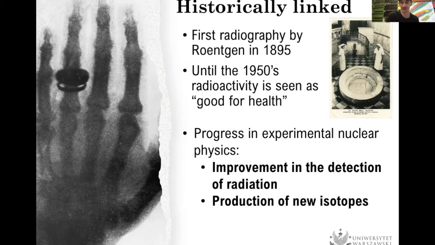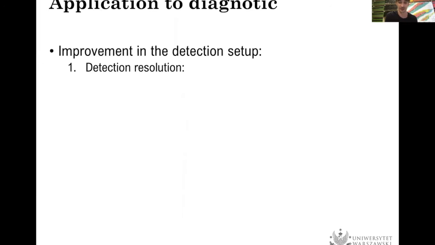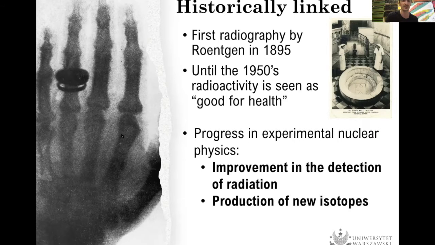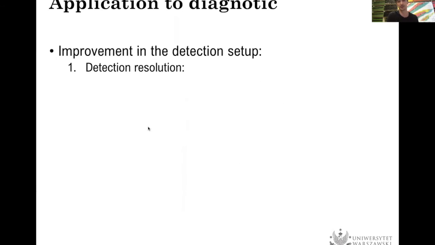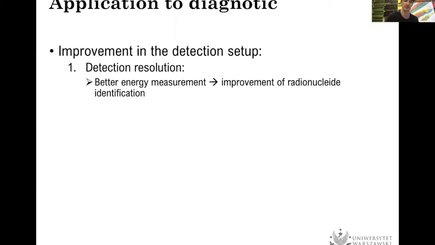So if we focus more on the application of nuclear physics to diagnostics, so we think about imaging, for example, one of the first improvements made is in the detection resolution. Of course, if you get a better energy measurement of the radiation, you can improve the identification that you will get from the different radionuclides. So with lower statistics, you still get a good identification of which species is present.